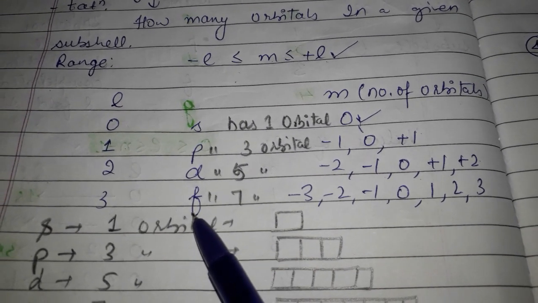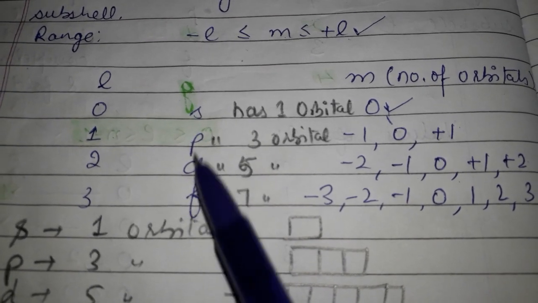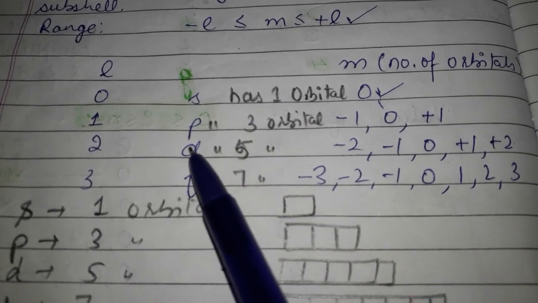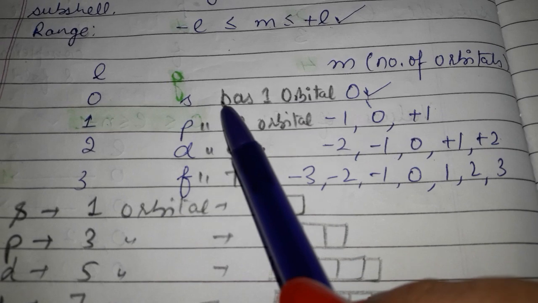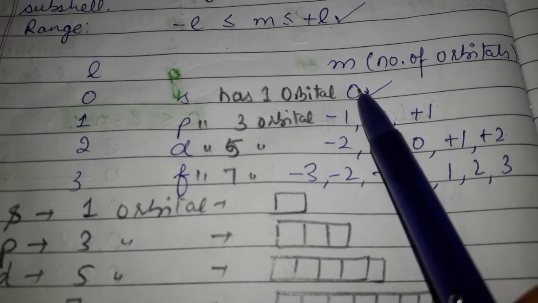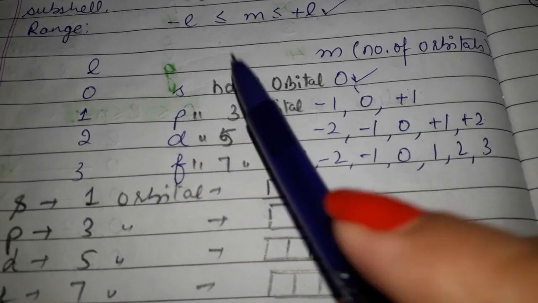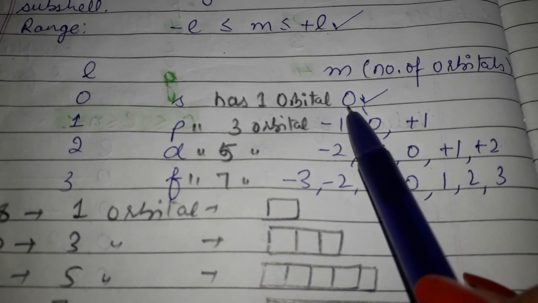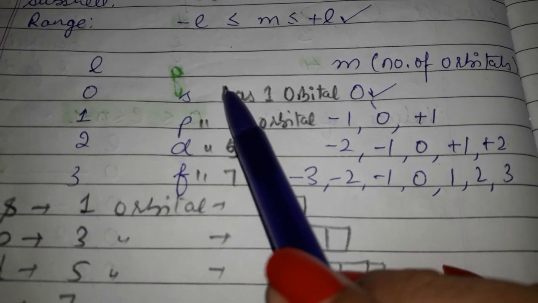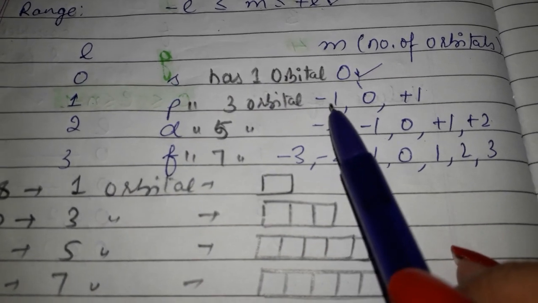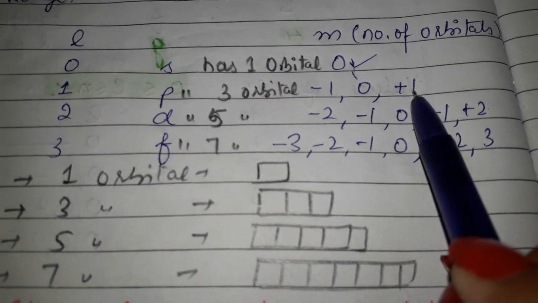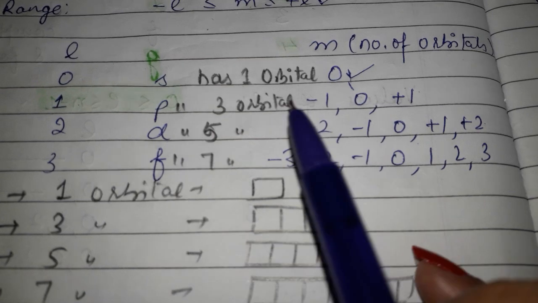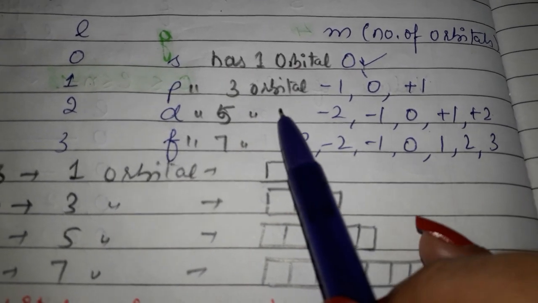This is written as the name of the orbital, which we did in the second quantum number. For L equal to 0, the name of the orbital was S. For 1, it was P. For 2, D, and for 3, F. Now, S has one orbital. This is the number of orbitals. For L equal to 0, the name of the orbital was S and the count of orbitals is 1. S has one orbital. For P, the number of orbitals is 3. P has 3 orbitals. D can have 5 orbitals.